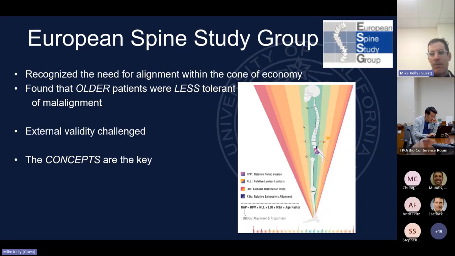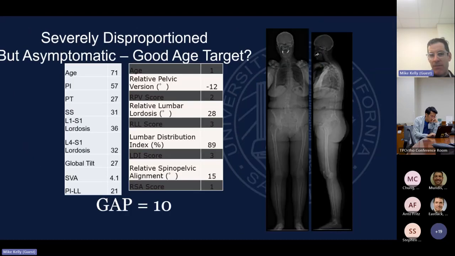This is all post-operative. We want to be able to do stuff pre-operative. And again, this is the idea of age-adjusted versus GAP coming together and sort of having an explosion.